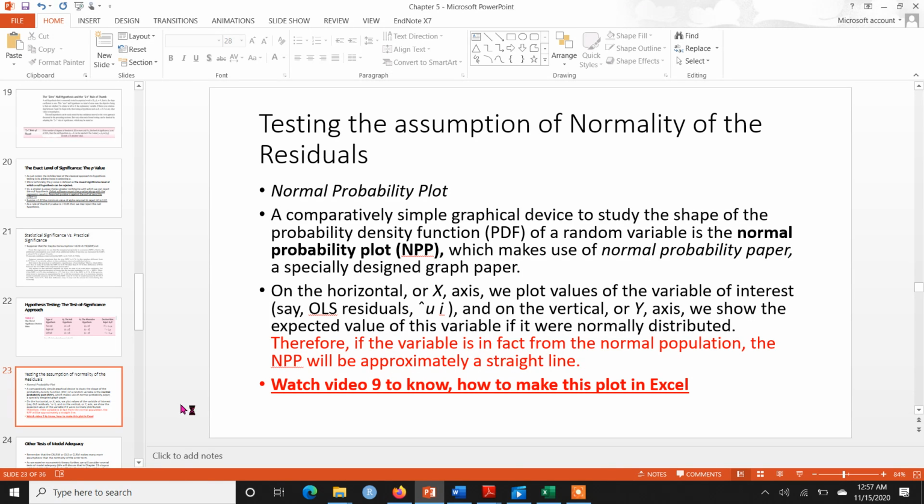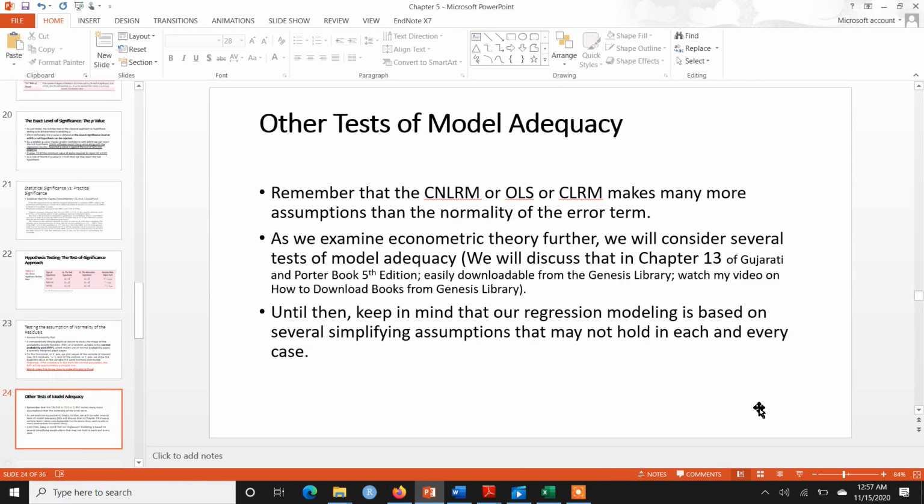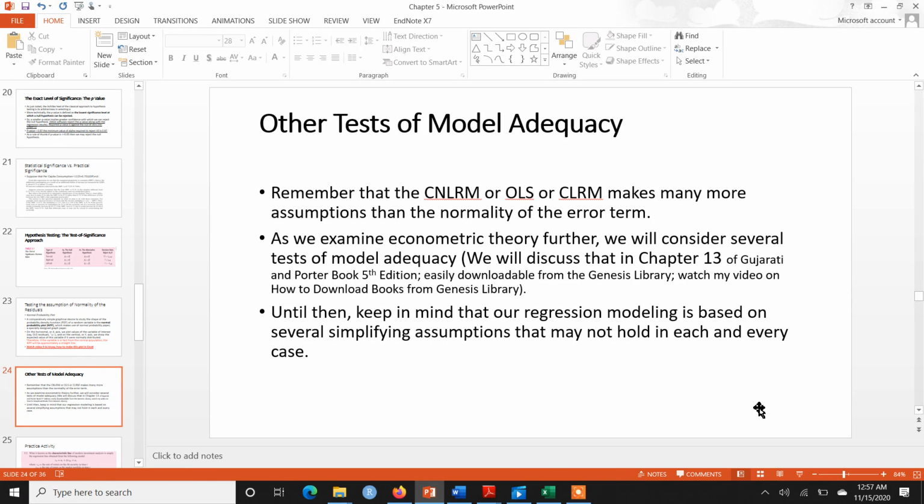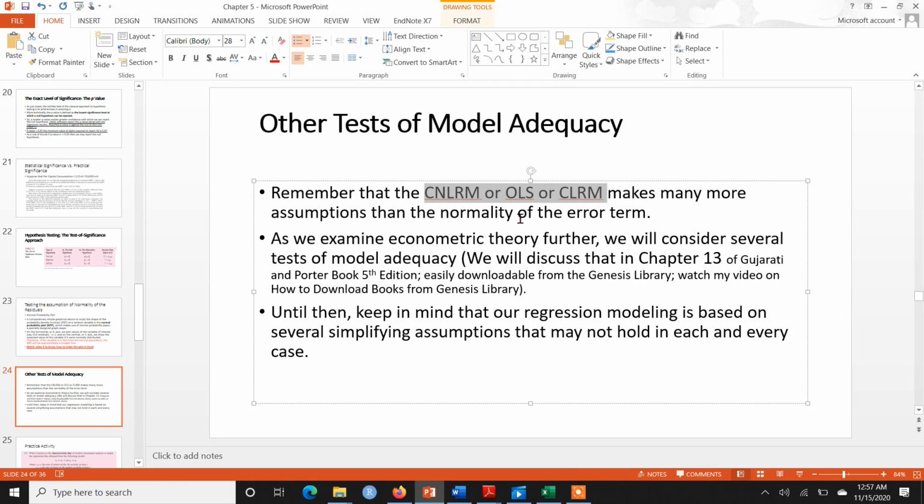For now, let me tell you that because here we are talking all about linear regression, the normality assumption is very crucial. So if you haven't watched the video on how to test the assumption of normality of the residual term, you need to watch video number 9 to know how to make the normal probability plot, and how to decide whether the data is normal or not. And also keep in mind that the normality assumption is not the only assumption required. There are three types of abbreviations appearing here. CNLRM is the classical normal linear regression model. OLS stands for ordinary least squares, whereas CLRM is the classical linear regression model. So we use all these terms interchangeably, and there are certain assumptions attached to these models. One of the assumptions was the normality assumption that we have covered how we can check.